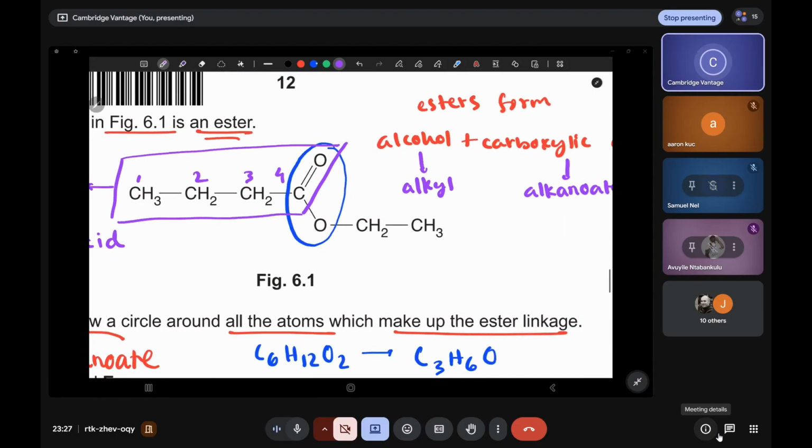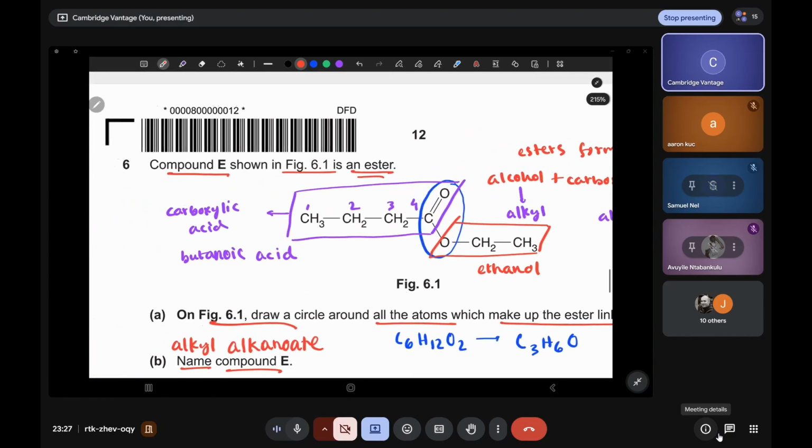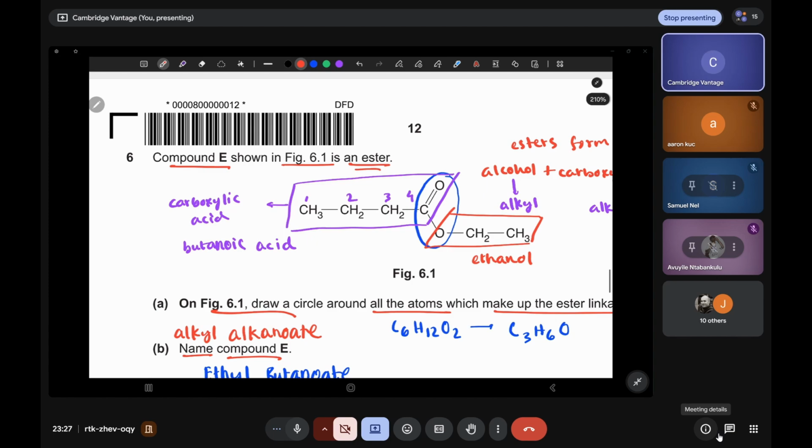And then the remaining part must be our alcohol in that case. So this part is from your alcohol, or this part is from your alcohol. And we have 2 carbons over here. So this is simply ethanol. So the carboxylic acid is butanoic acid. The alcohol over here is ethanol.